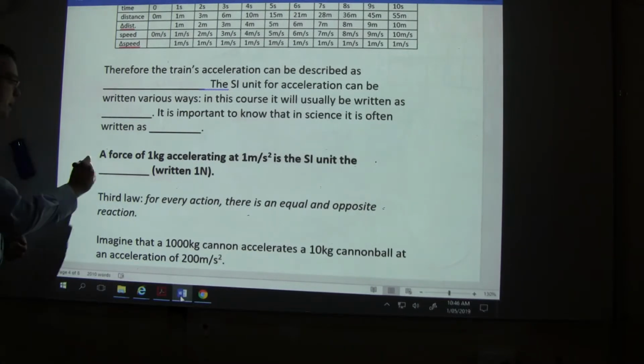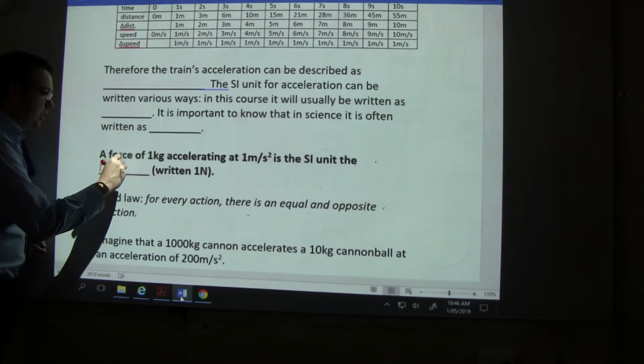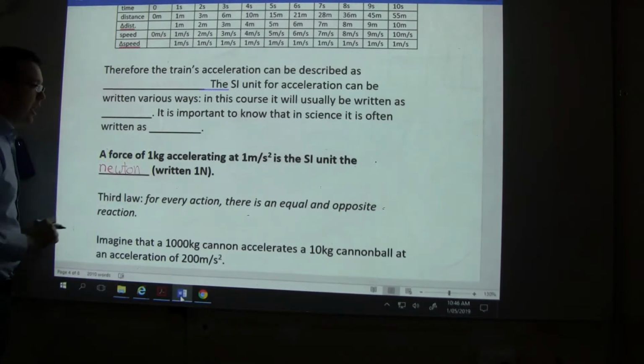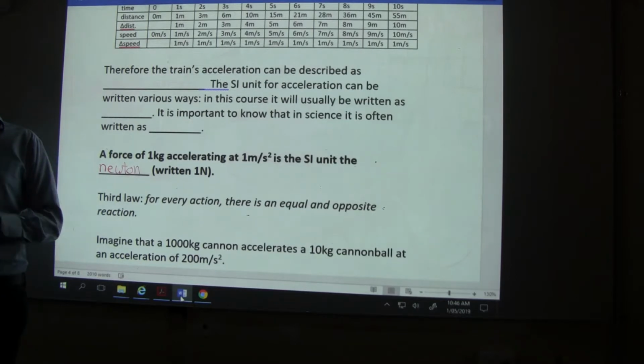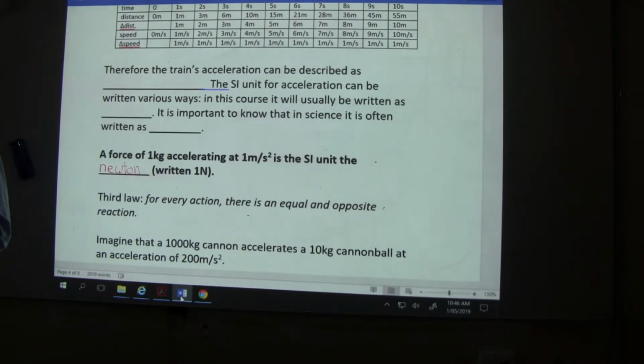A Newton. Now, I got this wrong just this year: Newton is spelt with a little n, but the symbol is a big N. Anything that's named after a human, the symbol is a big letter. Meter is not named after a human, so it's a little letter. But Newton and Pascal are both named after humans. Kelvin, is, so they're all written with capital letters when we write the number.